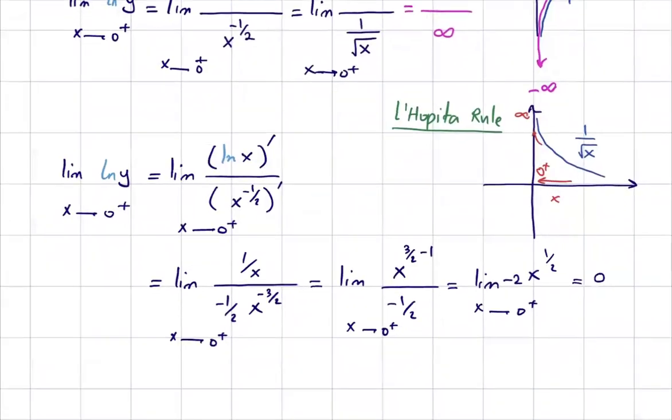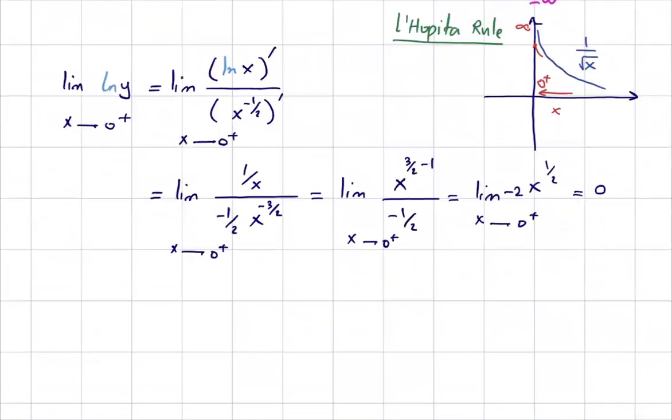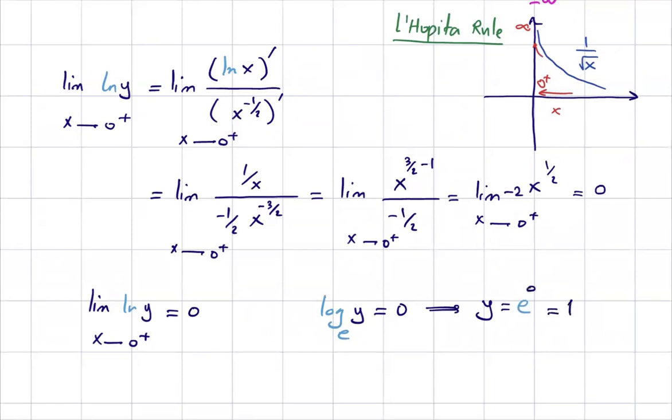So what's happening here? We have the limit of ln of y as x goes to 0 from the right-hand side equals 0. What does it tell me? It tells me log with base e of y is equal to 0, or y is equal to e to the power 0, which is 1. So the limit is equal to 1.